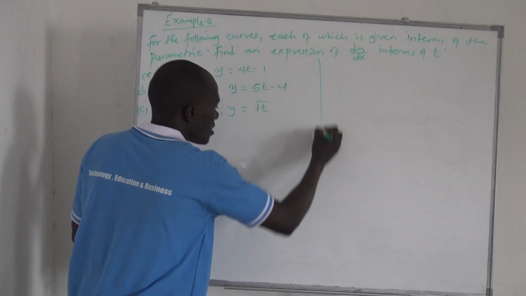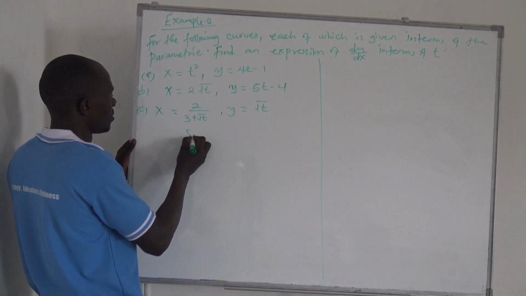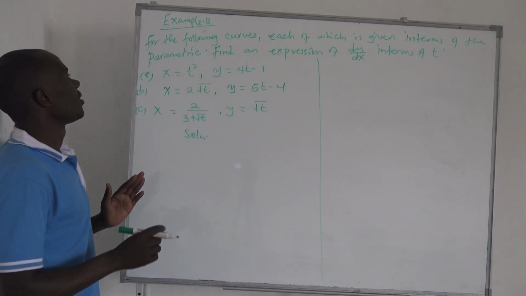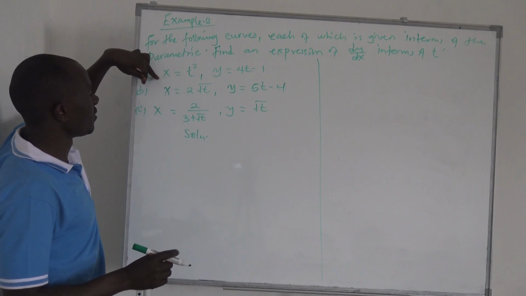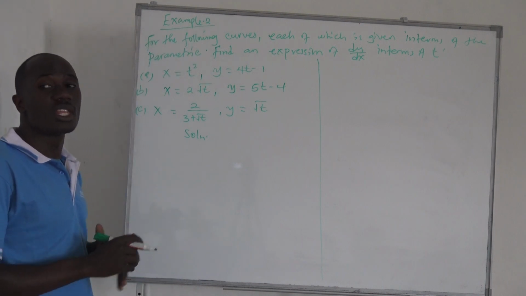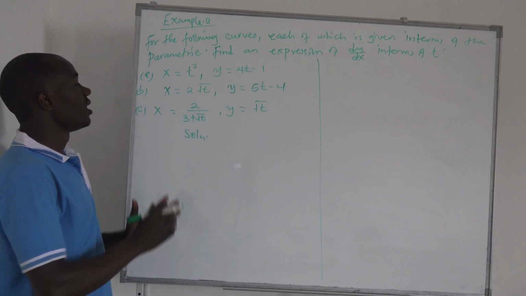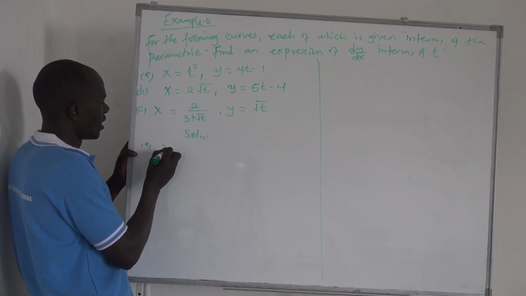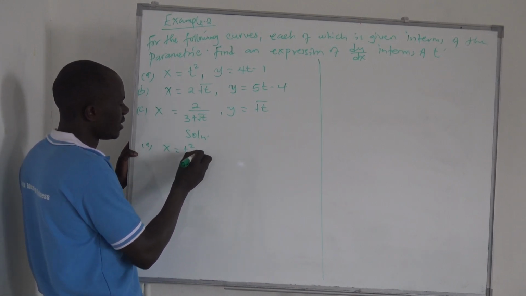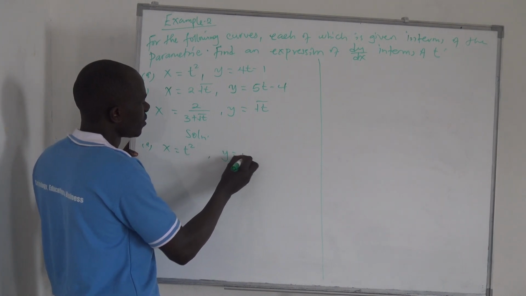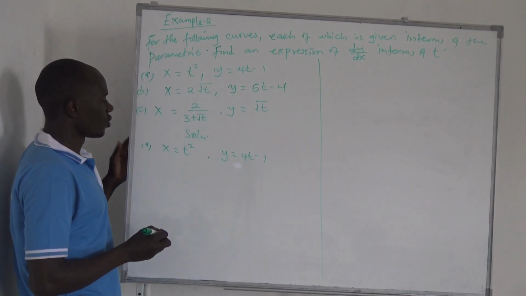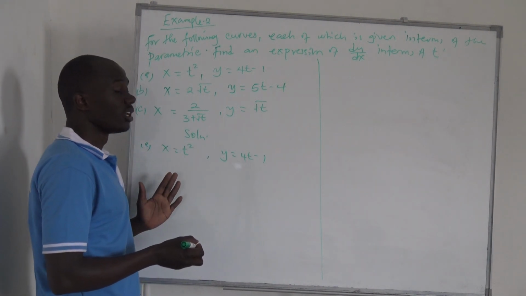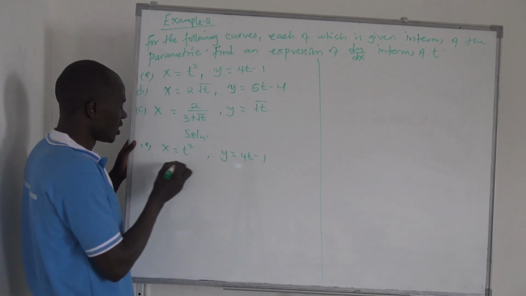So members, let's try to pay attention to these solutions. We want to be calculating all these. They said for the following curves, these are curves given in terms of parametric equations. So they have asked us to find dy/dx in terms of t. We are starting with part A: x equals t squared, and y equals 4t minus 1. When they give you x in terms of t and y also in terms of t, it means t is the parametric variable.